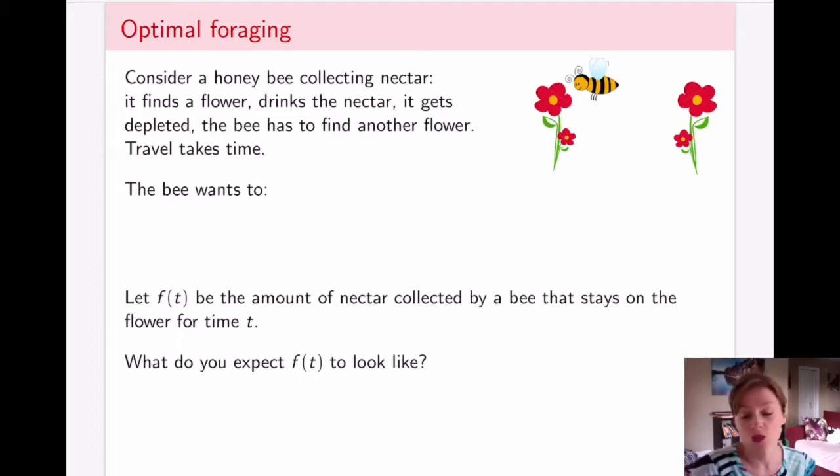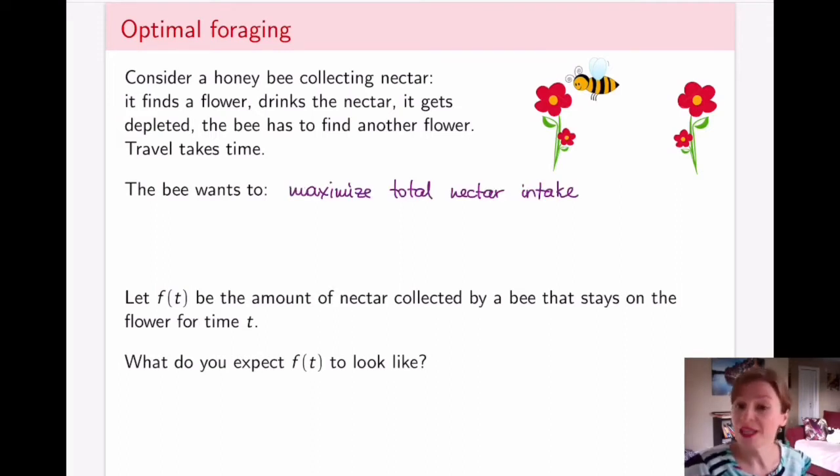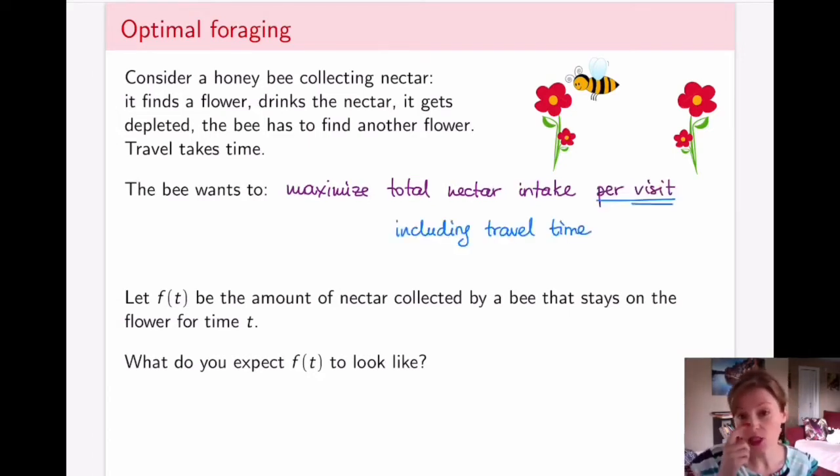In the end, it wants to maximize the total amount of nectar that it actually collects. However, we need to account for the time that it takes to travel to another flower as well. So in the end, it's not just the total amount of nectar that we want to maximize. We actually want to maximize the total nectar intake per visit, including travel time.